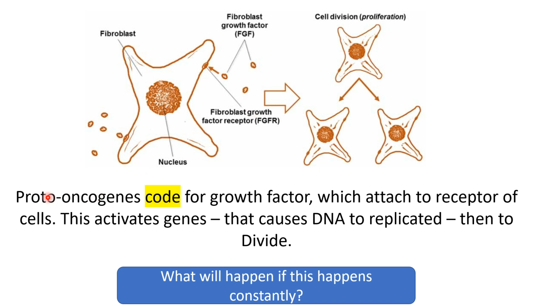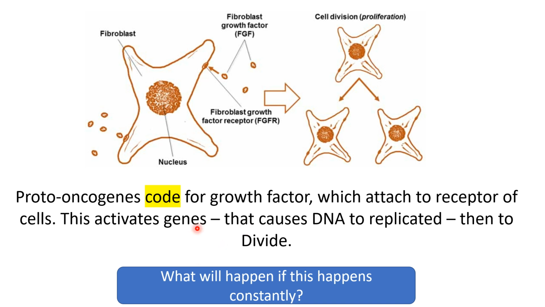Essentially what's happening is you have proto-oncogenes. These are genes obviously found within the nucleus. So this is the genotype. Proto-oncogenes, they code, they make growth factor. So these growth factors here are made by which gene, are coded by which gene? Proto-oncogene. And these growth factors will bind to the receptor of the cell and activate the cell to start dividing. So how does this relate to cancer?